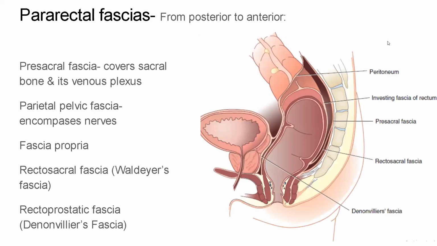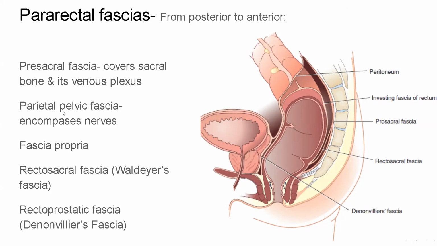Now coming to the pararectal fascias. Now, this is one of the important slides of my presentation. All the pararectal fascias are actually derivatives of the endopelvic fascia, which are again the parietal peritoneum of the pelvic cavity. Now from posterior to anterior, the pararectal fascias are as follows. Here we can see that the most posterior is the presacral fascia, which is actually adherent to the sacrum. Now this covers the sacral bone and it also encompasses the presacral venous plexus.